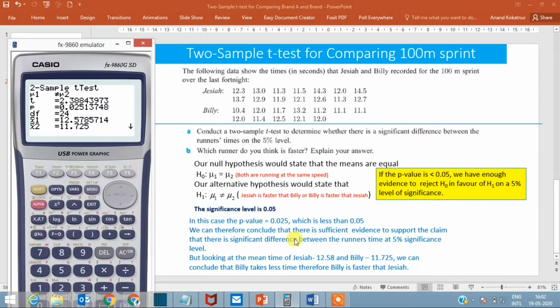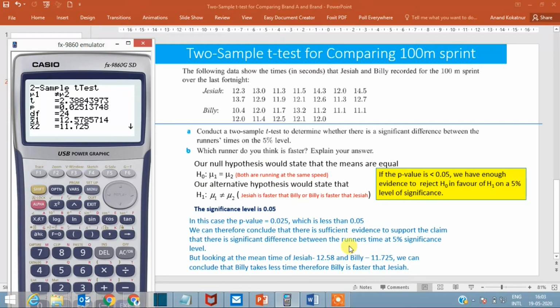In this case, the p-value is 0.025 as seen on the calculator, which is less than 0.05. We can therefore conclude that there is sufficient evidence to support the claim that there is a significant difference between the runner's time at 5% significance level. That means they are not running at the same mean, there is a difference between the two means.